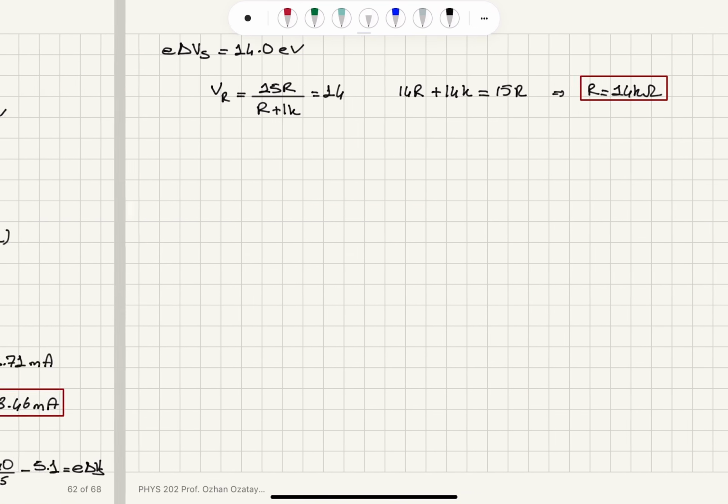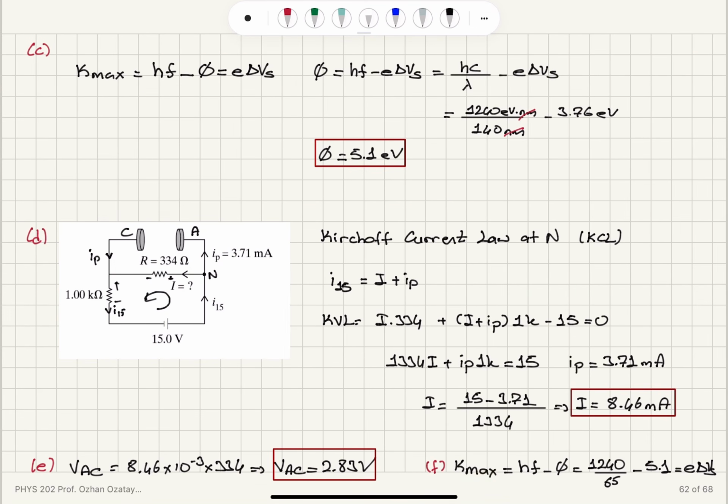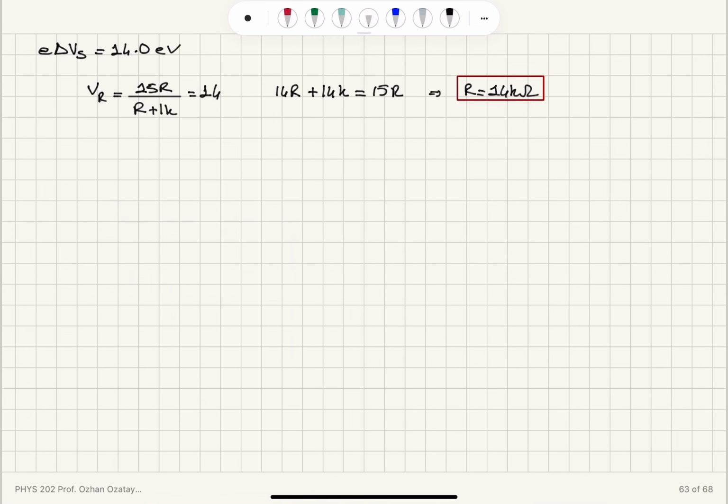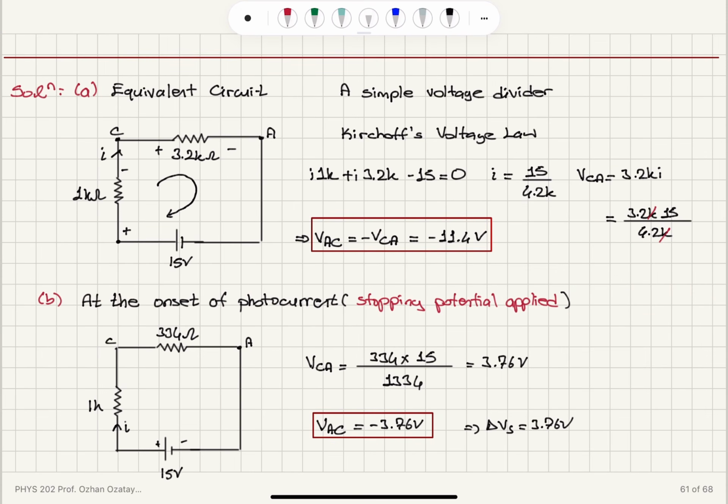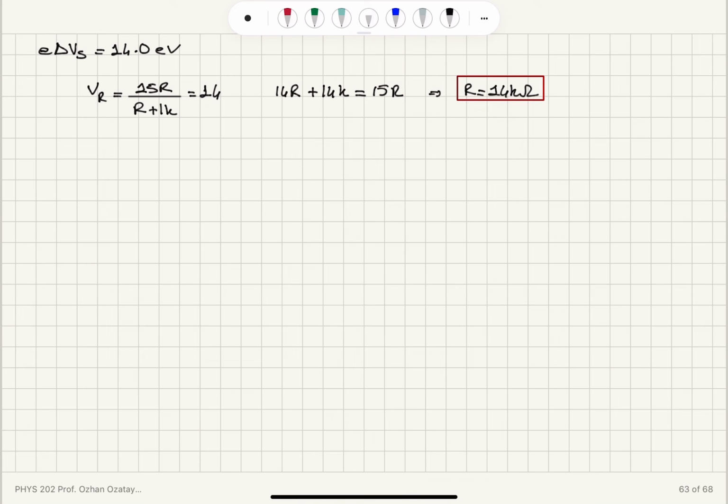So the maximum kinetic energy we provide is hf minus phi. We can calculate that to be 14 electron volts. And the potential on the resistance R will be 15 times R divided by 1K plus R using the voltage divider. And that must be equal to 14 volts because we have the stopping potential. So this gives us R is equal to 14 kilo ohms.